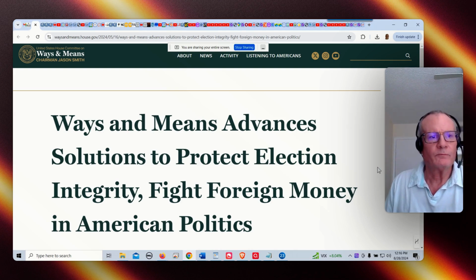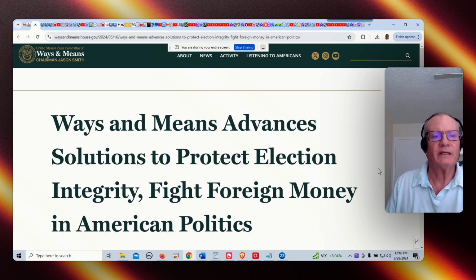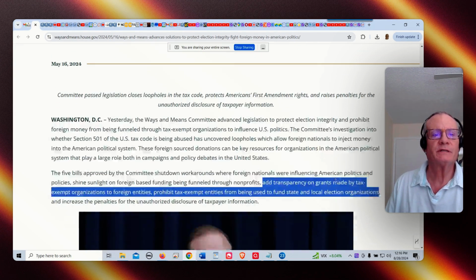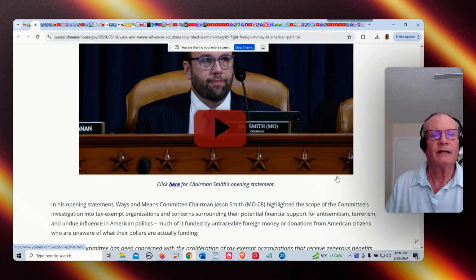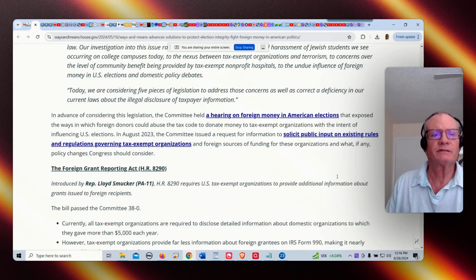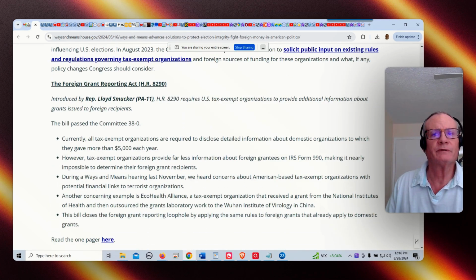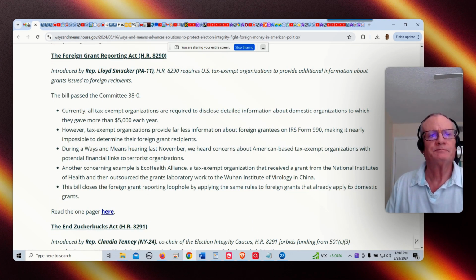Okay, the Ways and Means Committee has advanced a couple of bills that are going to affect tax exempt organizations and the way they report foreign grants and the receipt of foreign donations. So let's take a quick look at these. I'm going to provide a link below, in case you want to read all of the wonderful detail. But the first bill is the Foreign Grant Reporting Act.